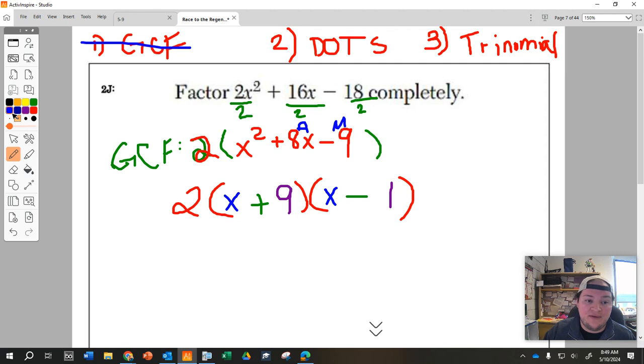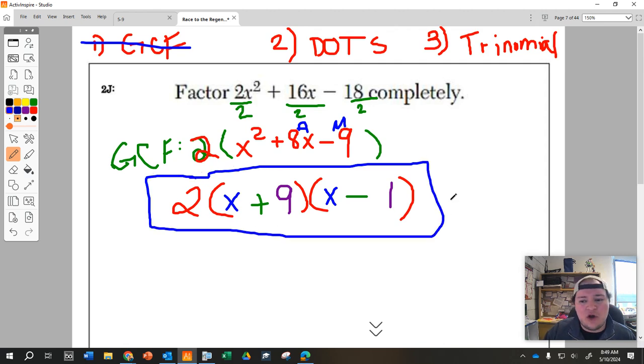I factored twice. Done. The other trick to knowing that you're done factoring is there are no exponents. So if the exponents are all gone and everybody's a nice linear term like this is, I'm very confident that I factored this completely. Okay? That's it.